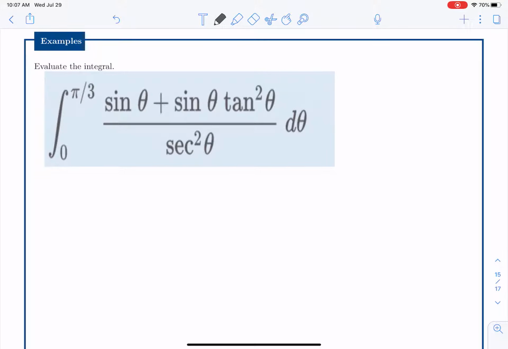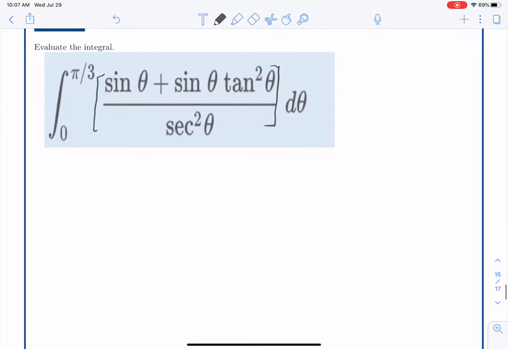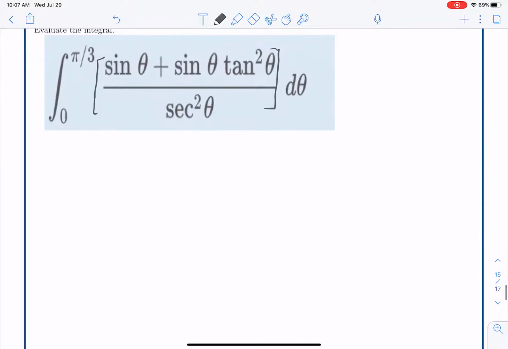Here is a problem on definite integrals, but we're going to make use of the antiderivative to find the answer. By the looks of it, the integrand, which is what we see here, doesn't look anything like what we have in the table, so we have to do a lot of simplification. So let's see if we can simplify this.